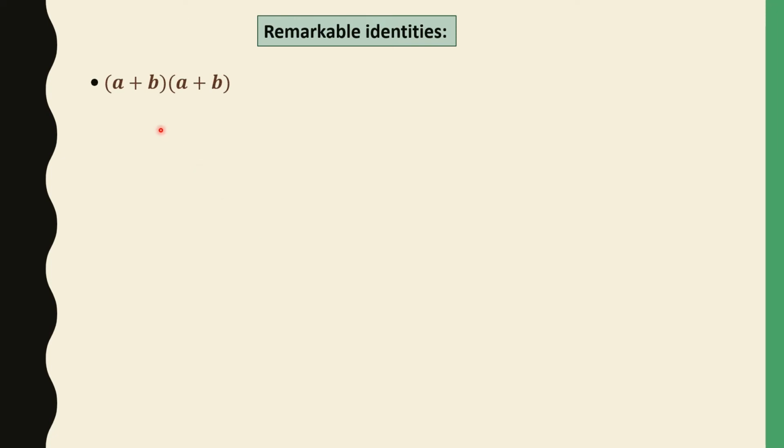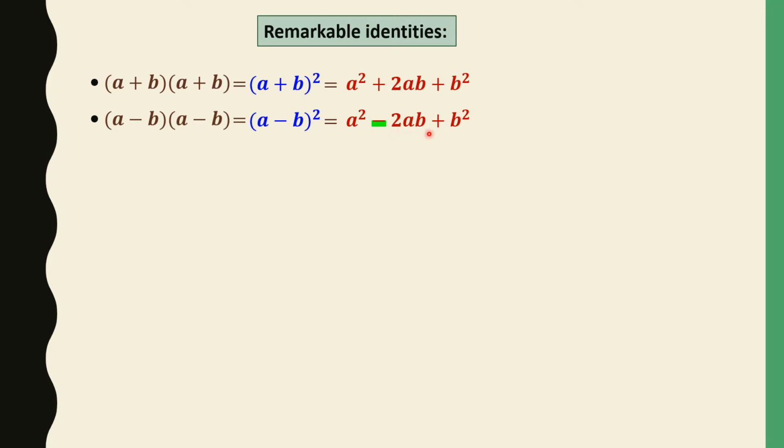Now let's rewrite these remarkable identities that we need to memorize. A plus b into a plus b is the same as a plus b squared. It's equal to a squared plus 2ab plus b squared. The second remarkable identity, a minus b into a minus b, we are multiplying a minus b by itself, so it's equal to a minus b squared. It's equal to a squared minus 2ab plus b squared. So here we don't put the minus before b squared. No, it's minus 2ab. This is the difference between the first and the second remarkable identity.